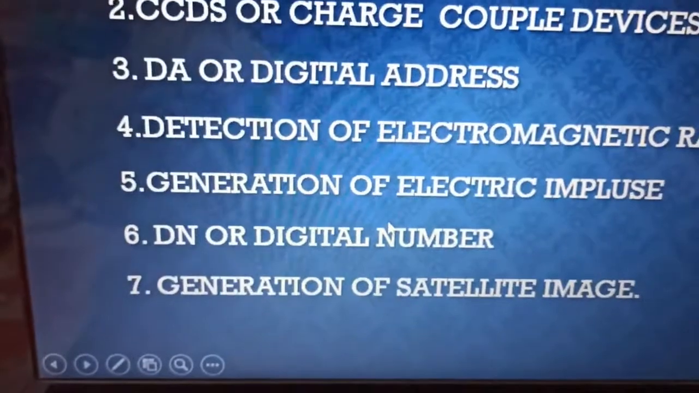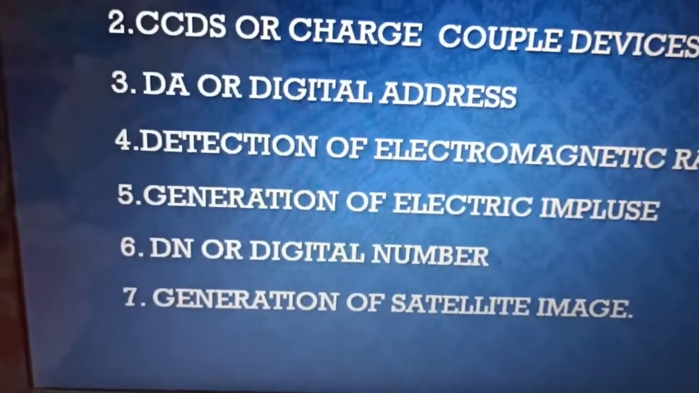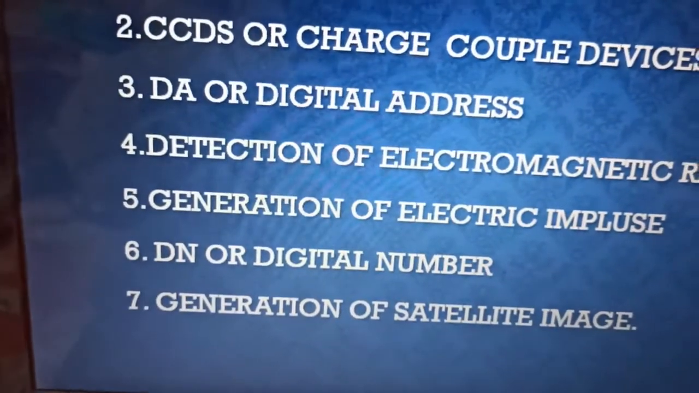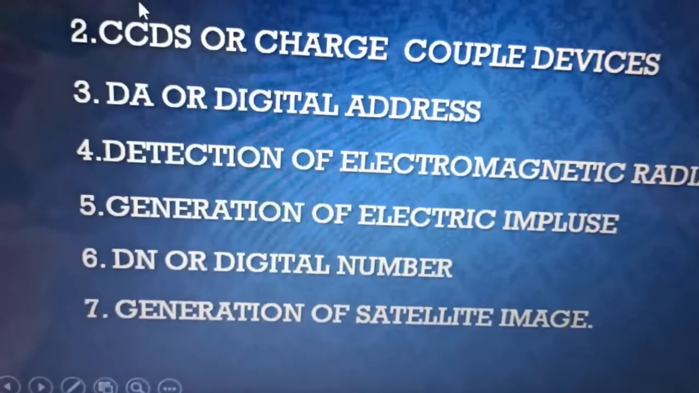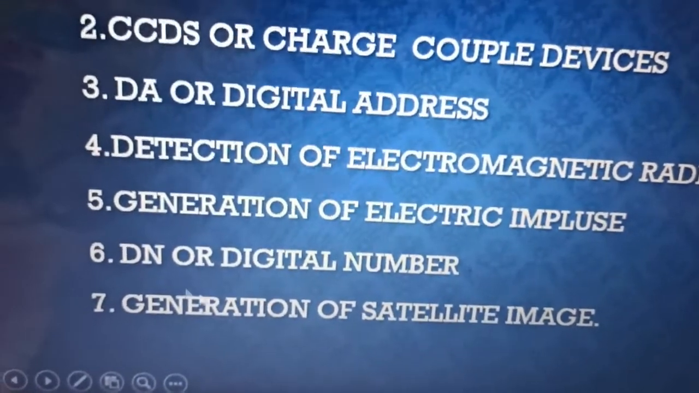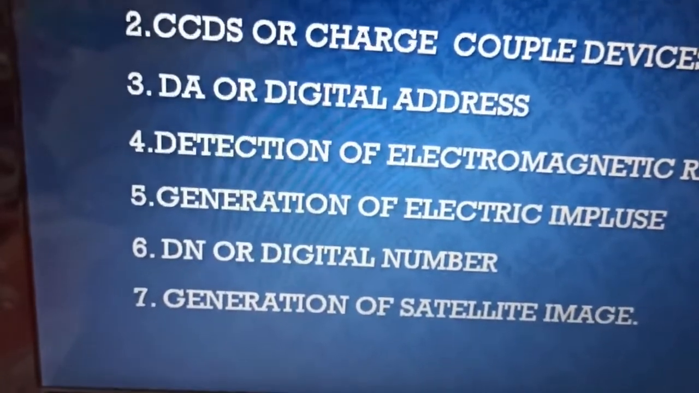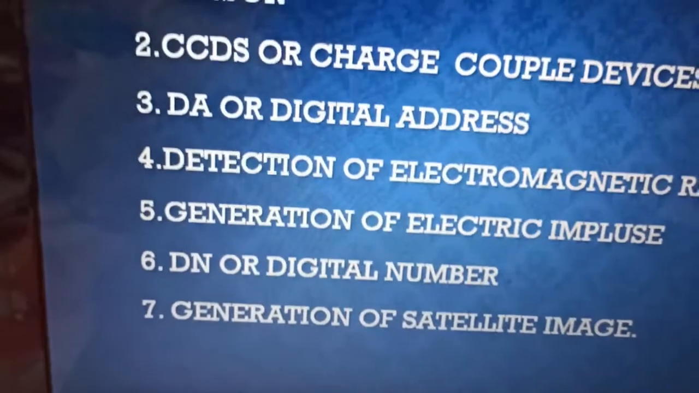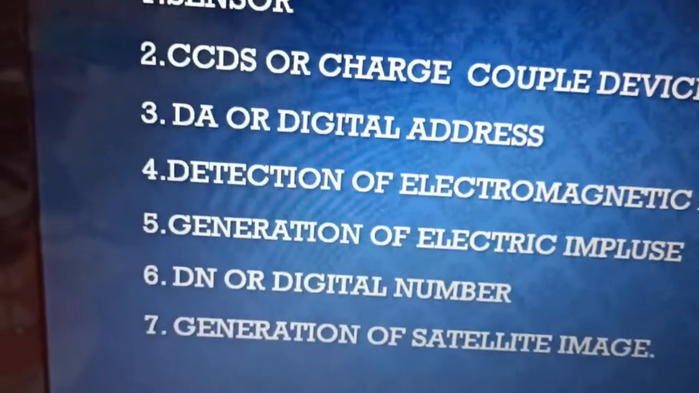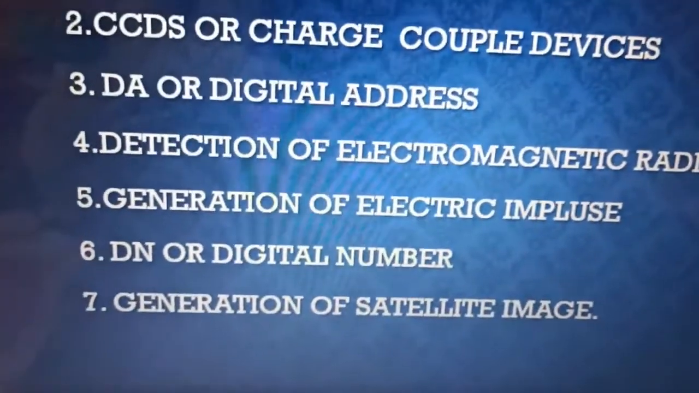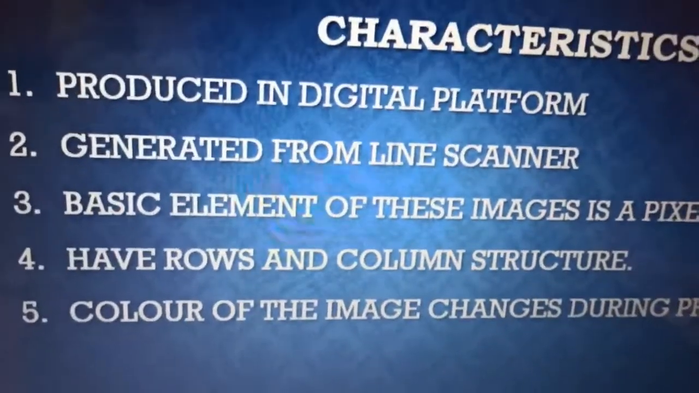After the impulse is converted into a value, the satellite transmits all these digital numbers, or DN, back to the earth to a particular device which has the remote sensing software, and from there the satellite images are formed. Okay, next are the characteristics.